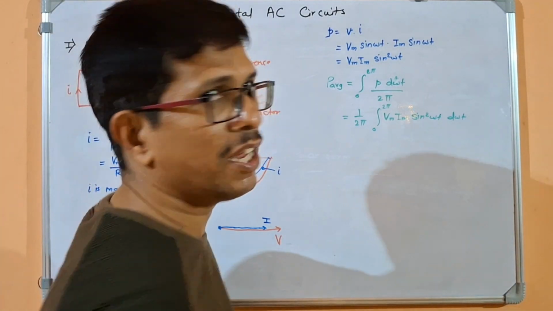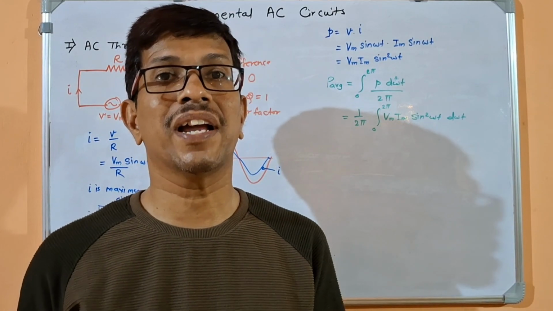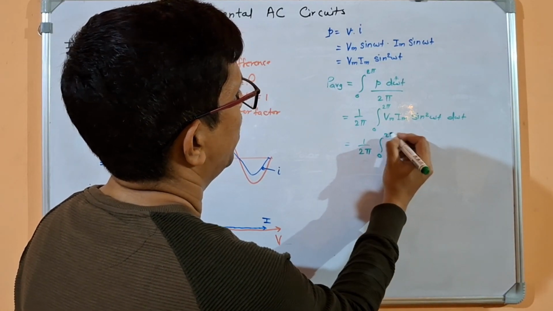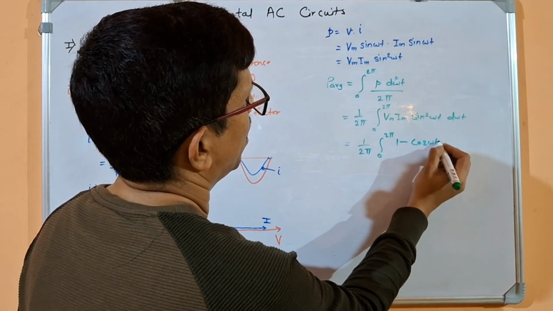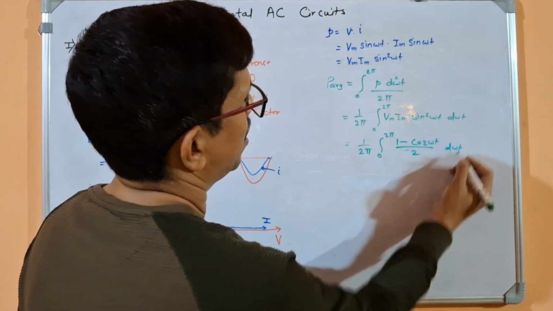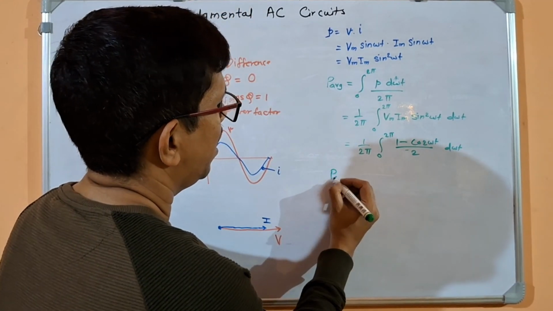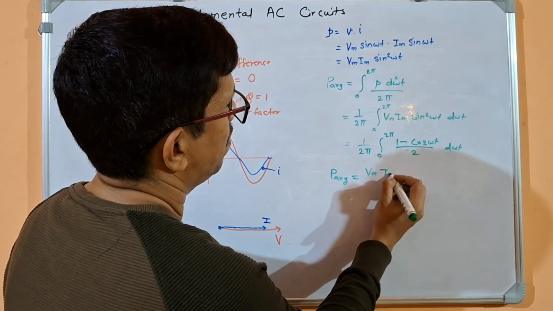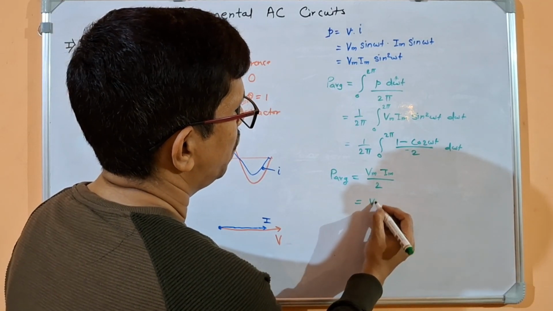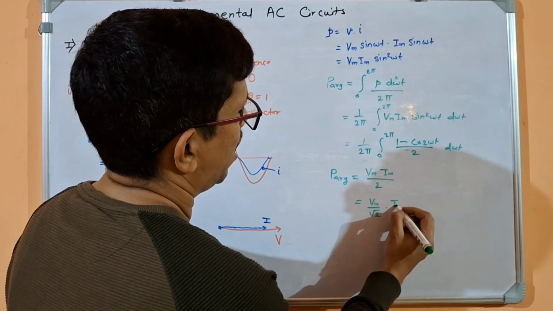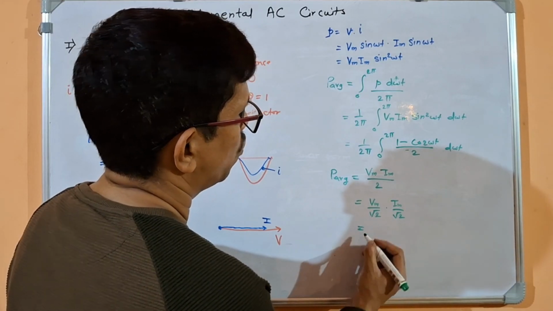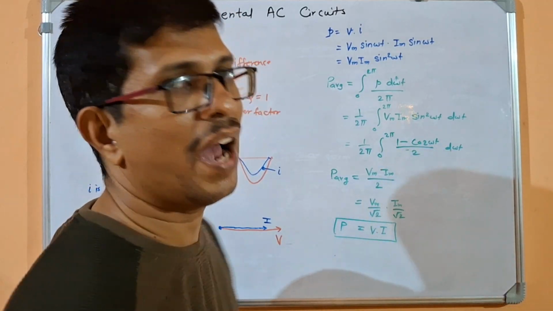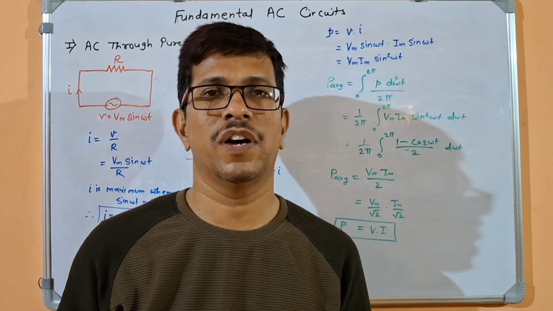Instead of sin square omega t we have to put (1 minus cos 2 omega t) by 2. So 1 by 2 pi, integral 0 to 2 pi, (1 minus cos 2 omega t) by 2 d omega t. Solving further, at the end we get P average equal to Vm Im by 2, or you can write Vm by root 2 into Im by root 2, and this gives me V into I, that is, P is equal to V into I, the RMS value of voltage into the RMS value of current.